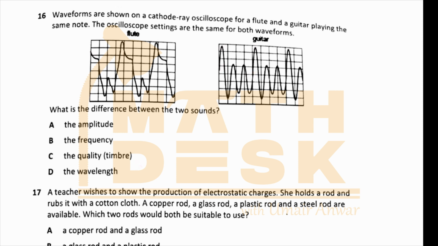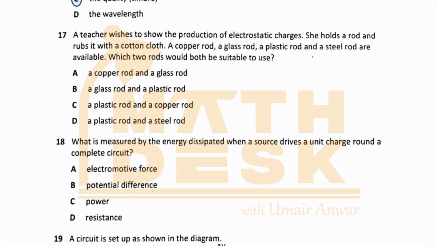If we talk about the frequency, then we have 1, 2, and 2.5 waves. Similarly here 1, 2, and 2.5 waves. So frequency is also the same. So the thing which is different in both cases is the quality of the sound or the timbre of the sound. Next question says, a teacher wishes to show the production of electrostatic charges.